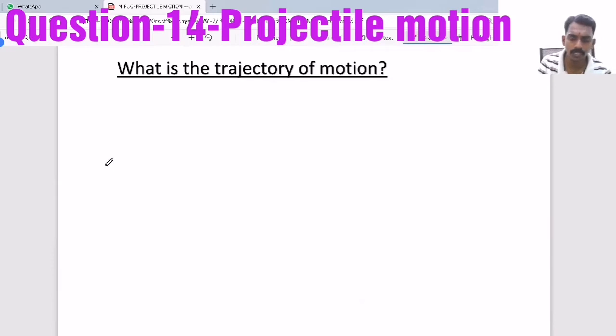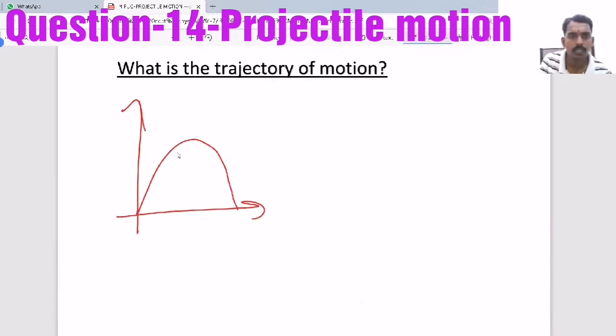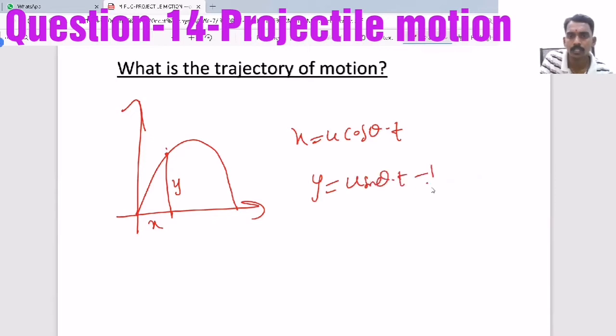When you consider a projectile motion, now what is the trajectory? At any point there is one y displacement and one x displacement. The x displacement at any point is u cos theta into t, and the y displacement is u sin theta into t minus half a_y t square, where a_y is nothing but g.